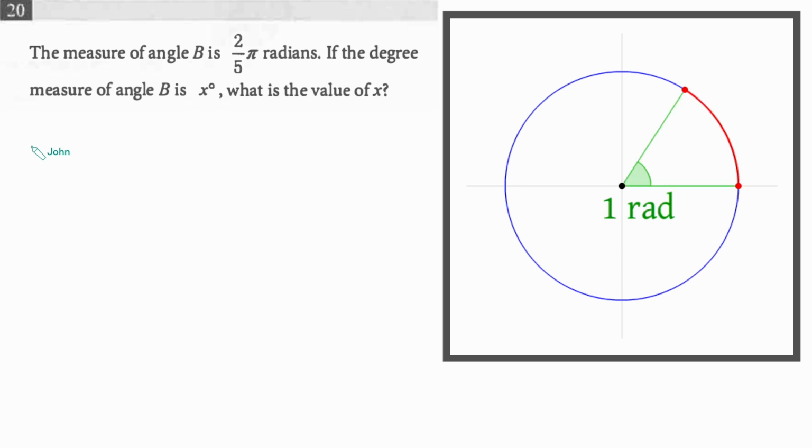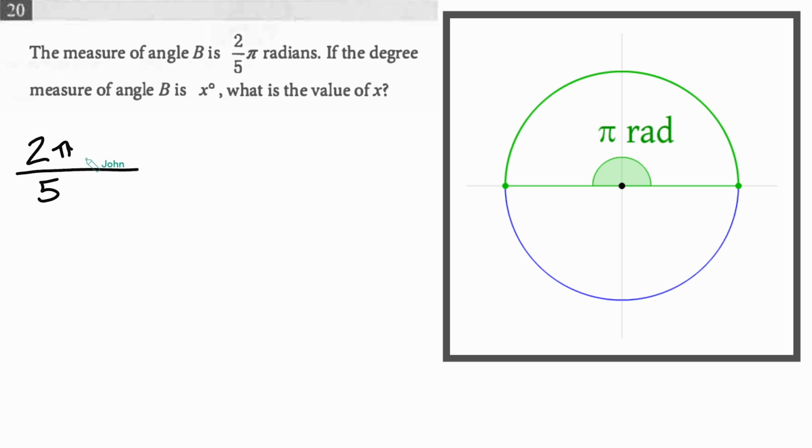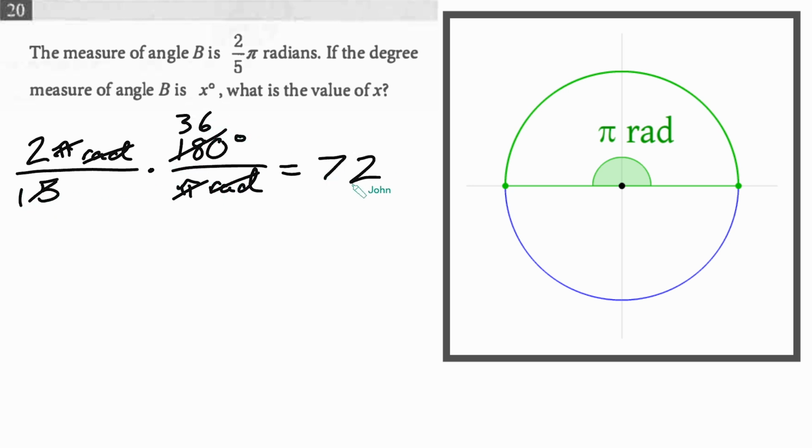Pi radians is an angle measure equivalent to 180 degrees. And so if we use that conversion, then the radians cancel, pi's cancel, 180 over 5 reduces to 36 over 1, and so we're left with 72 degrees.